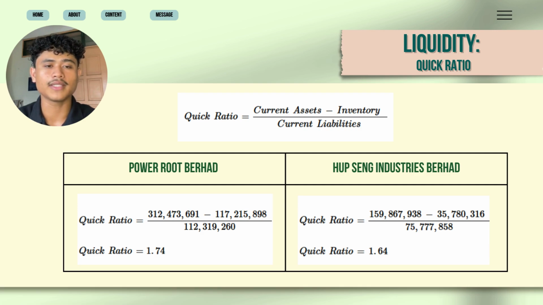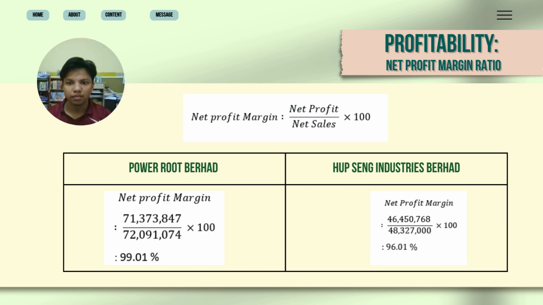Comparing the two companies, Power Root has a slightly higher quick ratio than Seng, with a difference of 0.10 times. This indicates that Power Root is in a slightly stronger short-term liquidity position. However, since both companies have a quick ratio above 1, they are both considered financially healthy and capable of paying their current liabilities without relying on the sale of inventory.